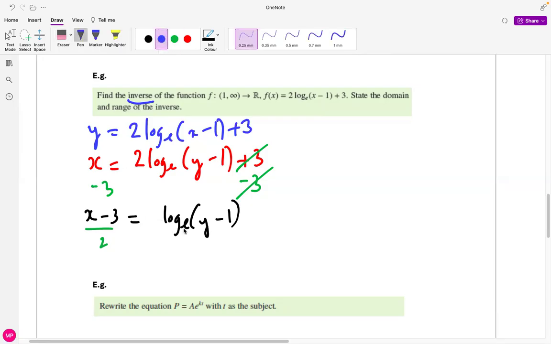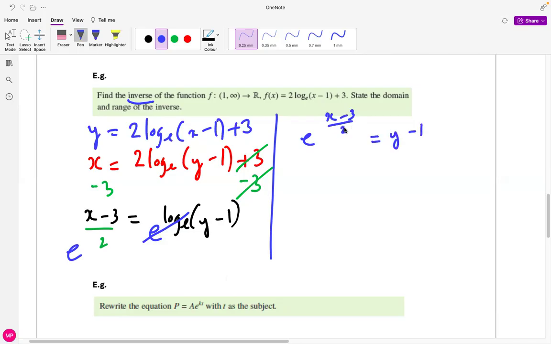Then the opposite of log a is exponential. So you do a to the power of that, a to the power of that. The a and a will go away. So you have a to the power of the whole thing here equal to y minus 1. Let me just write it: a to the power of (x minus 3) over 2 equal to y minus 1.